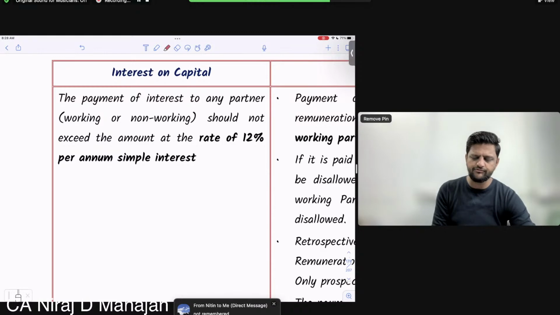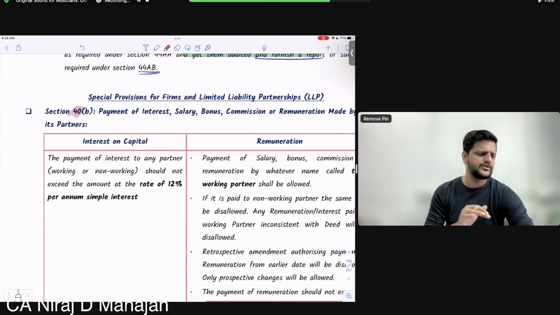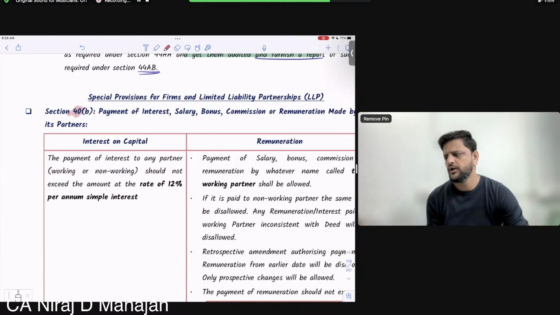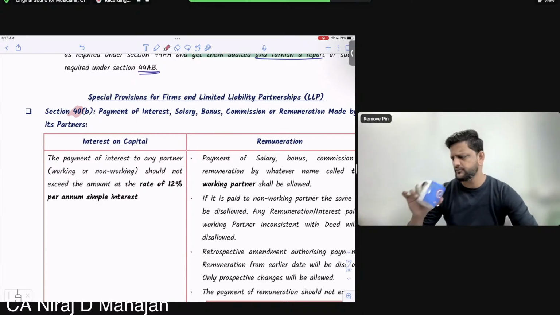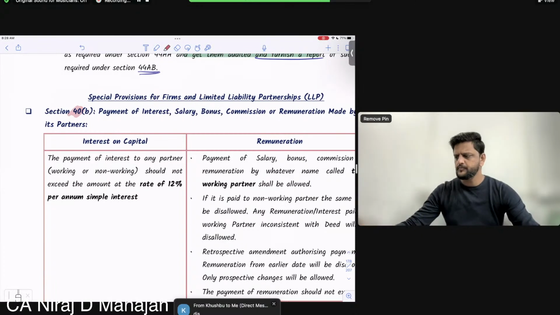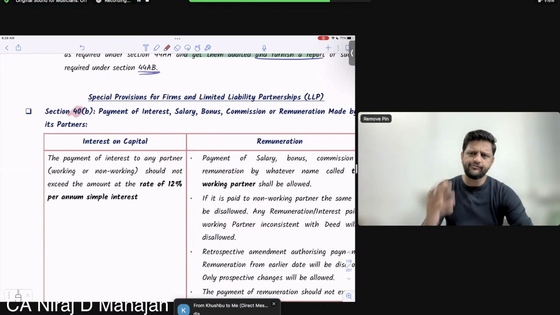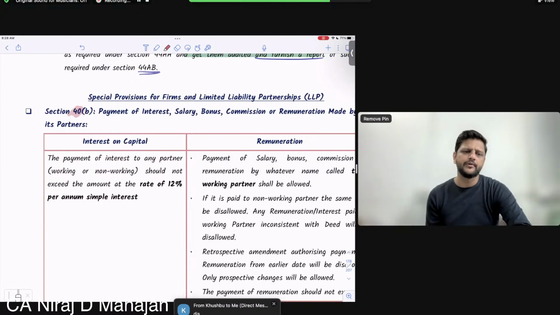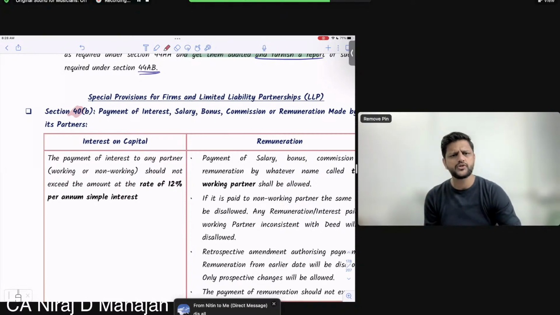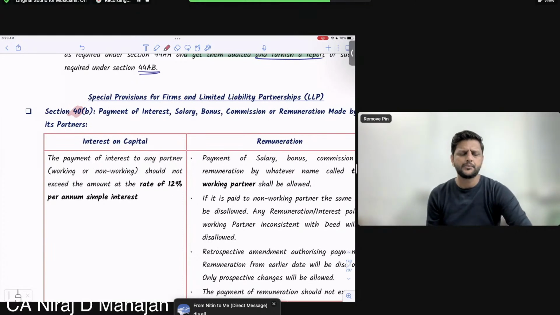Tell me now. Section 40 overall, I'm not talking of this page right now, is about what? Allowances or disallowances? Everybody answer quickly. Disallowances. And here they are saying you should not pay more than 12%. If you pay 15% on capital, what will happen? How much is disallowed? 3% will be disallowed. But up to 12% is allowed. Up to 12% will be allowed.